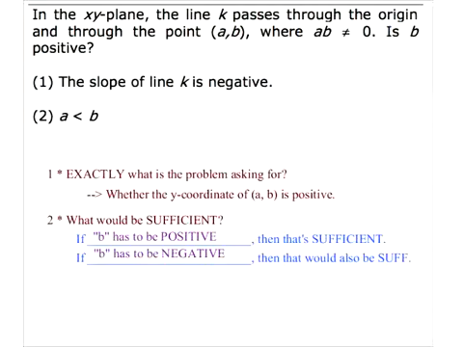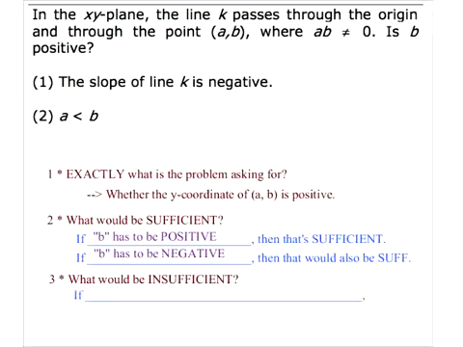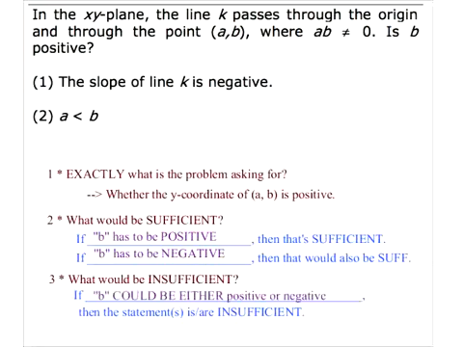Okay, 3, what would be insufficient? So if what happens, then the statement or statements is or are insufficient. Who can tell me what goes in that blank? Yeah, if both signs are possible. If B could be either positive or negative. I mean, this is very basic, but a lot of people don't stop to do this process.